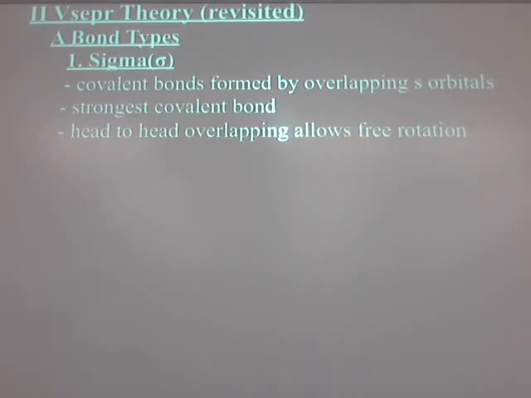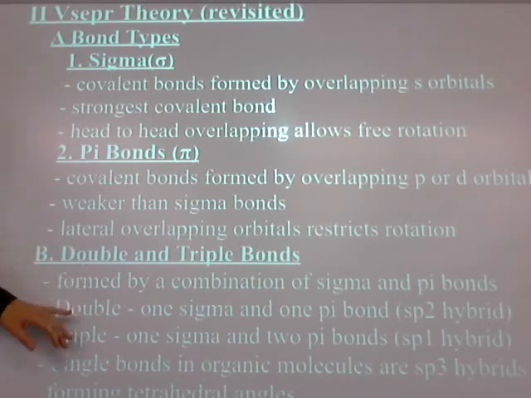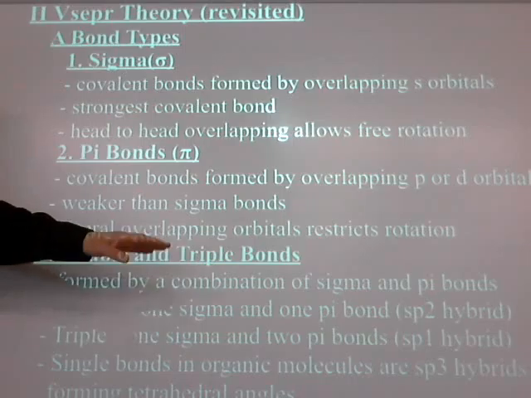Okay, sigma bonds are formed from basically single bonds, from head-on overlapping s orbitals, basically. And then pi bonds are formed from overlapping p or d orbitals. These, when you see the picture, you'll see how they're able to rotate. Double and triple bonds contain one sigma and one pi bond.